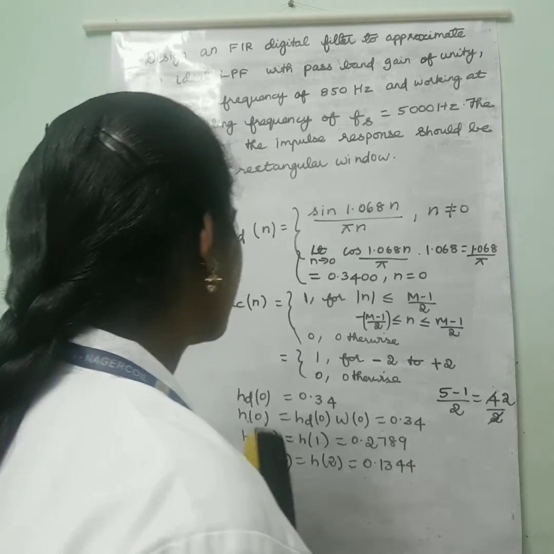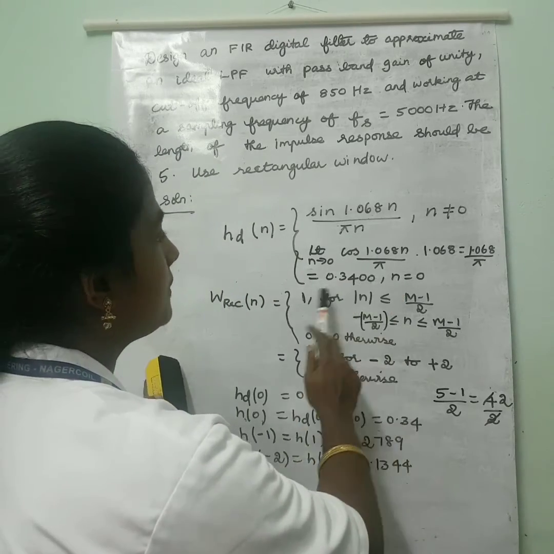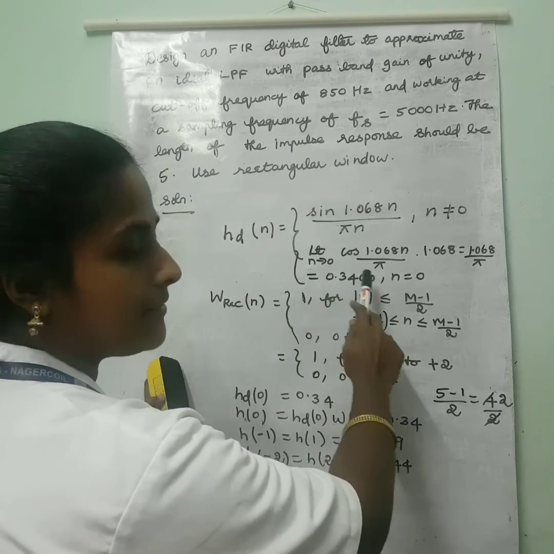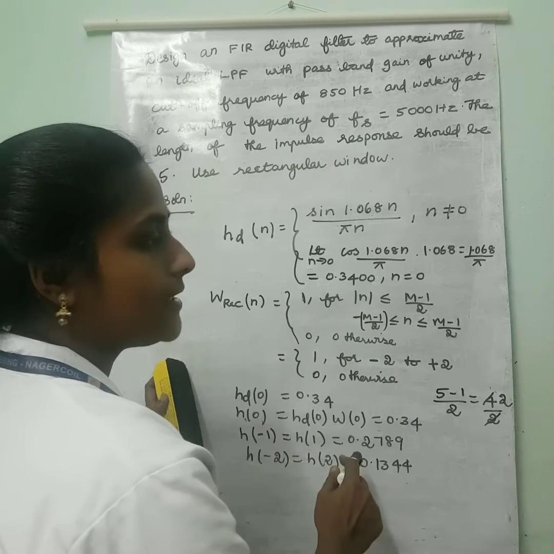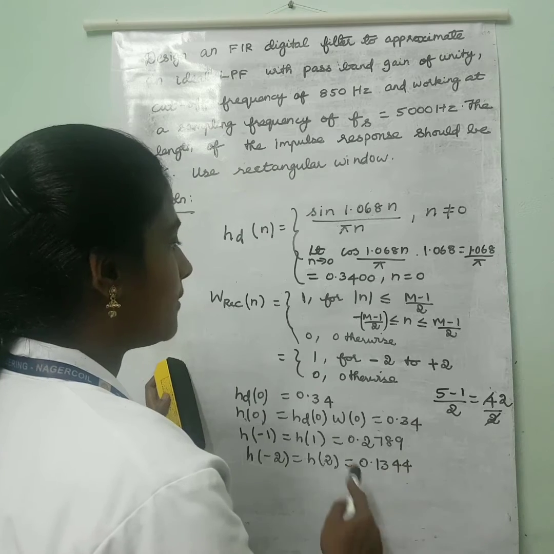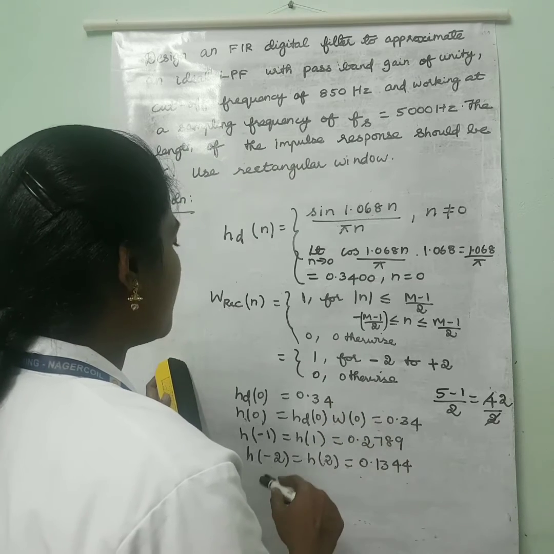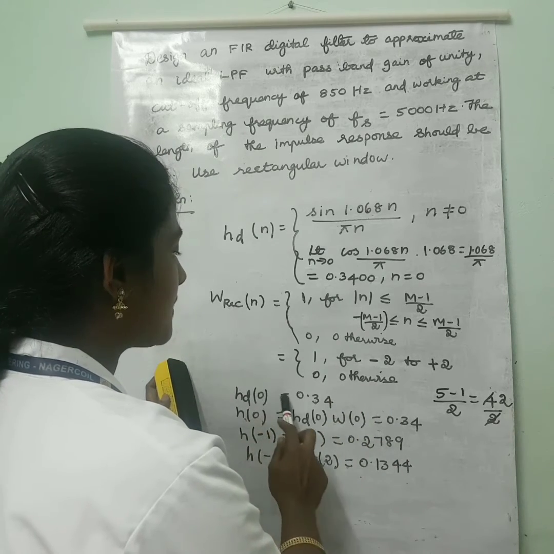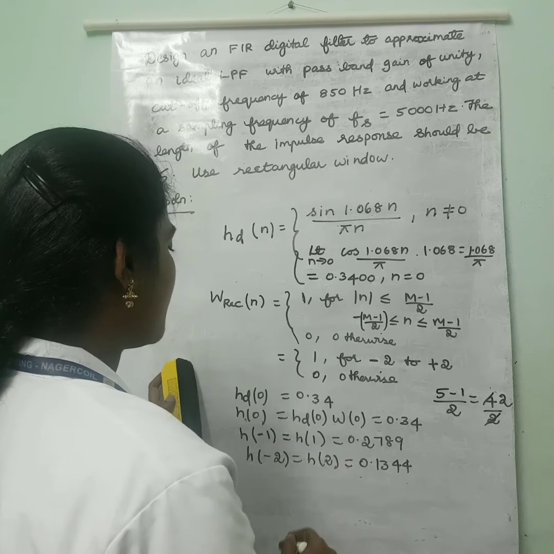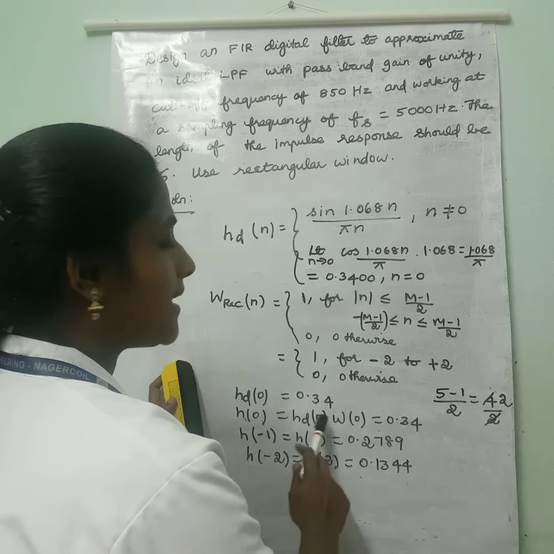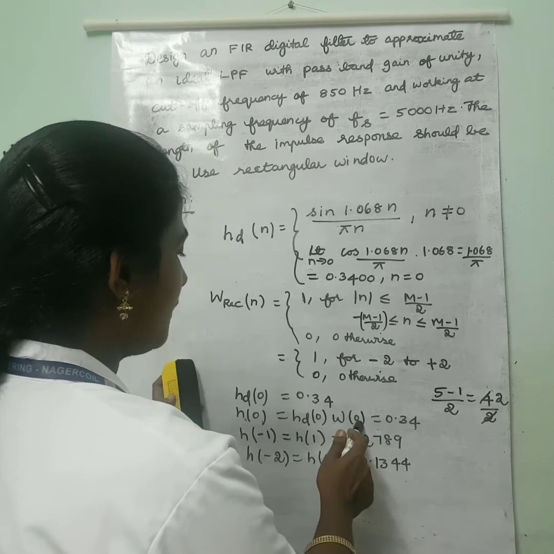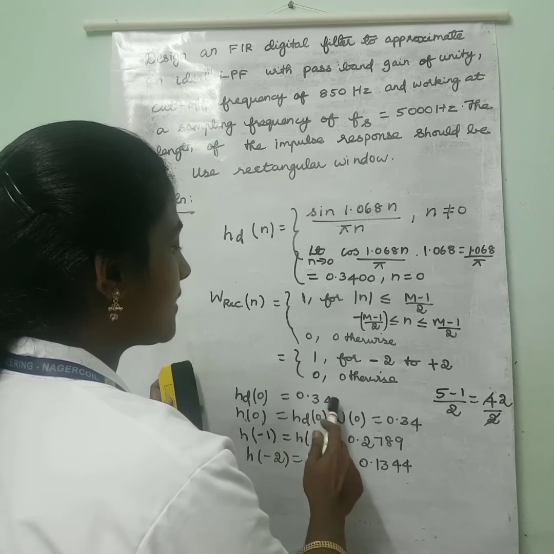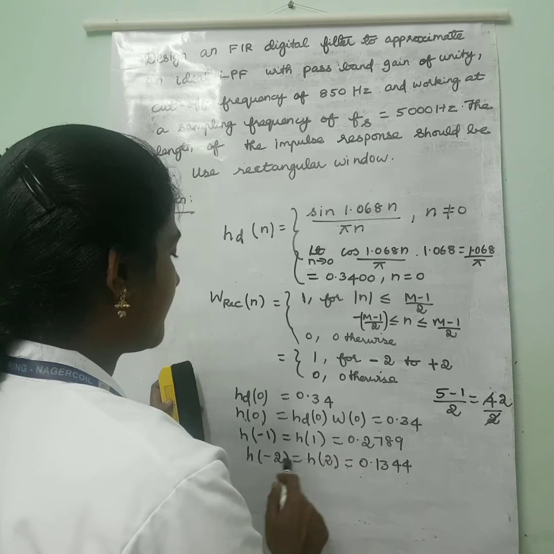We have already found hd of 0 is 0.34. So h of 0 is hd of 0 into w of 0. W of 0 is 1. So h of 0 is 0.34 into 1, which is 0.34.